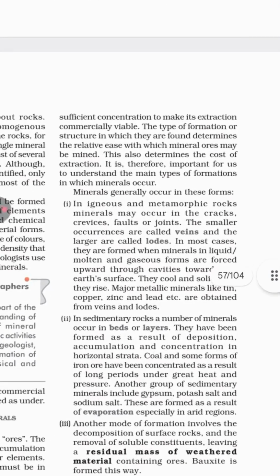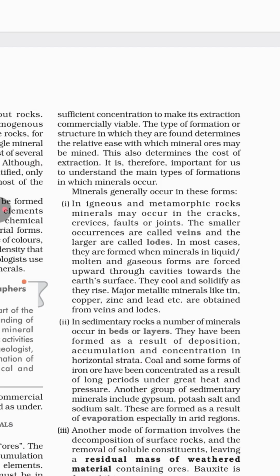See, minerals generally occur in igneous and metamorphic rocks, where they occur in cracks, crevices, faults, or joints. Meaning where there is a crack or a crevice, a small formation where the mineral can settle down, and these can be like the veins in your body, like blood veins in your body. They can be formed in those ways.